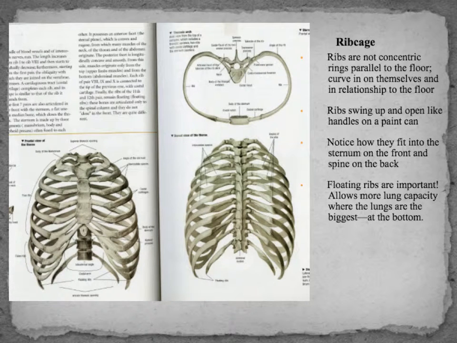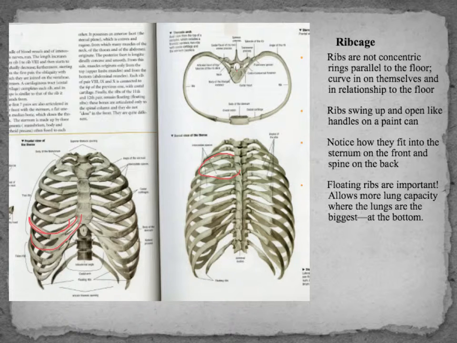The rib cage, the beautiful, beautiful rib cage, which protects our heart and lungs. Notice that they are not concentric rings that are parallel to the floor, okay? I want you to look from the front view here. They curve up and in, right? In the back, they curve and then they go down and around.